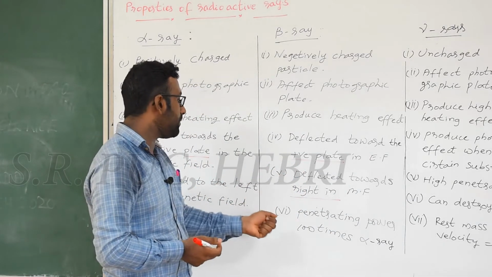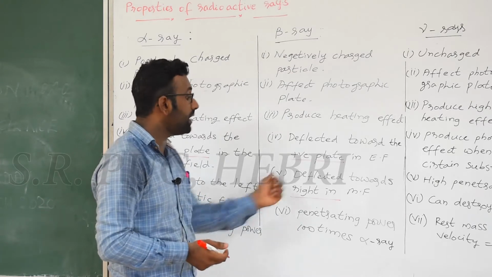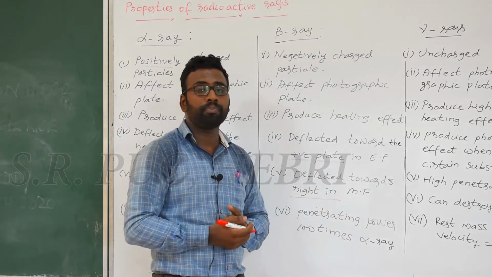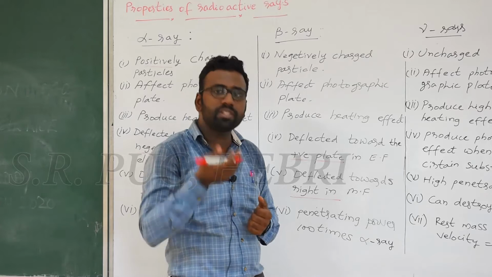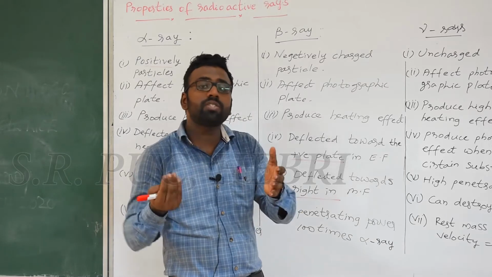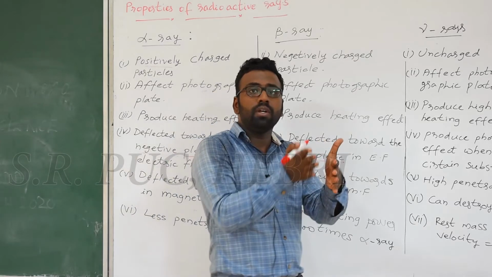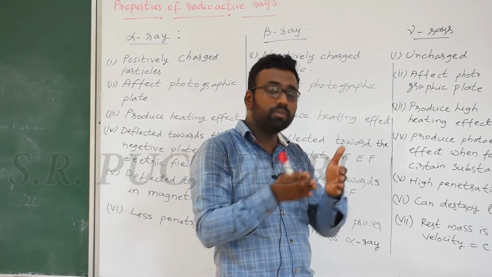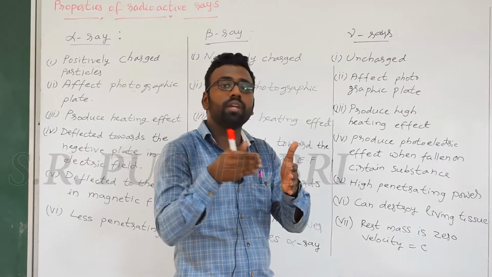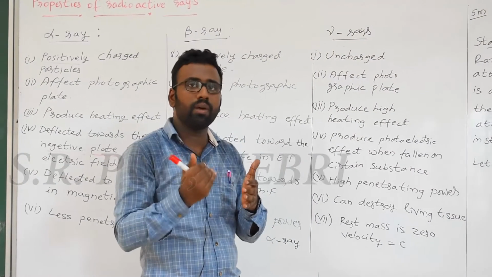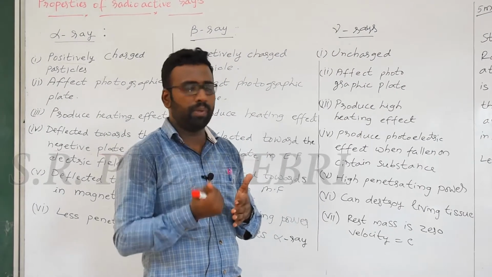Then the penetration power of beta is 100 times that of alpha. So beta has very good penetration power. It cannot be blocked just by a piece of paper. You will have to go for a thick iron foil, or a sheet of iron with very good thickness, so that you can block the beta particle. They have very good penetrating power.